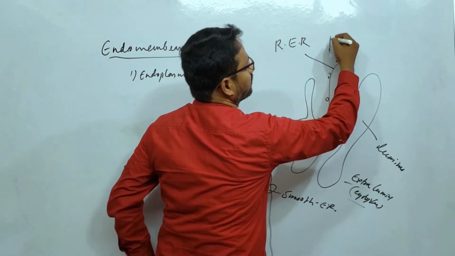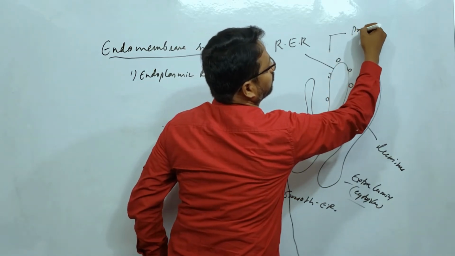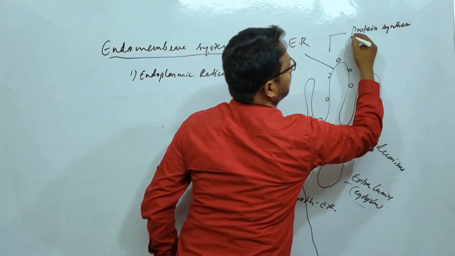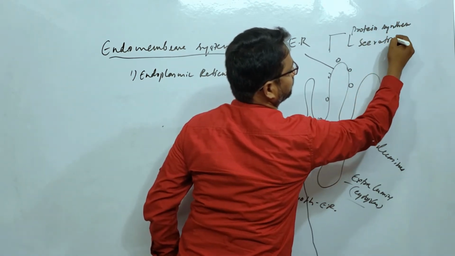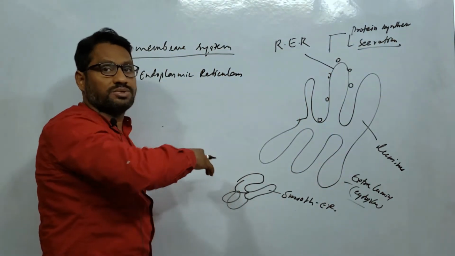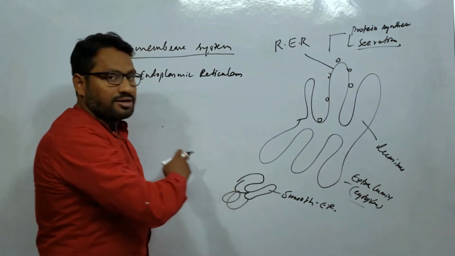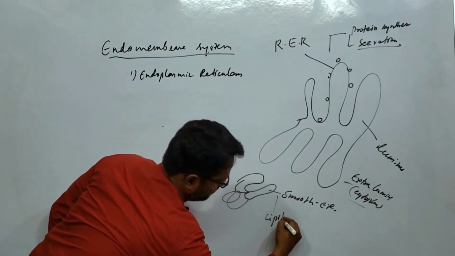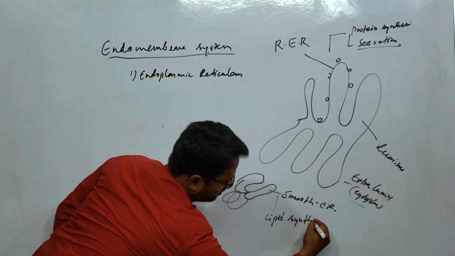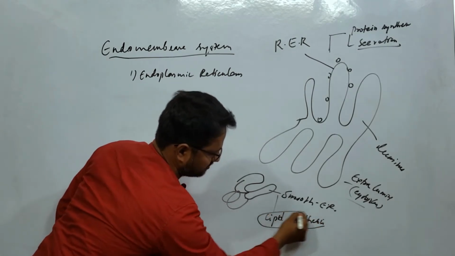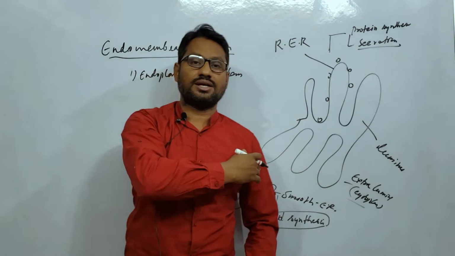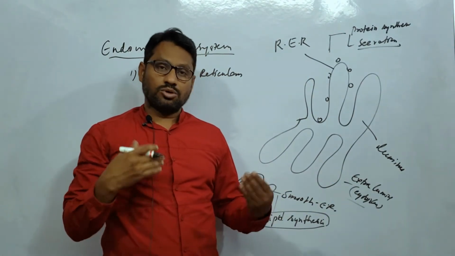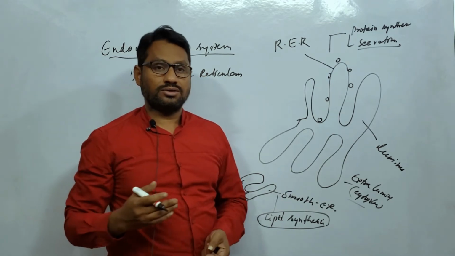Rough endoplasmic reticulum is a site for protein synthesis and also secretion. Whereas smooth endoplasmic reticulum is involved in lipid synthesis, because they do not have any ribosomes attached to them, and ribosomes are solely for protein synthesis in both prokaryotes and eukaryotes.